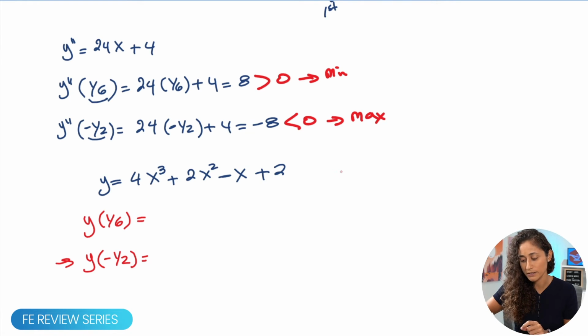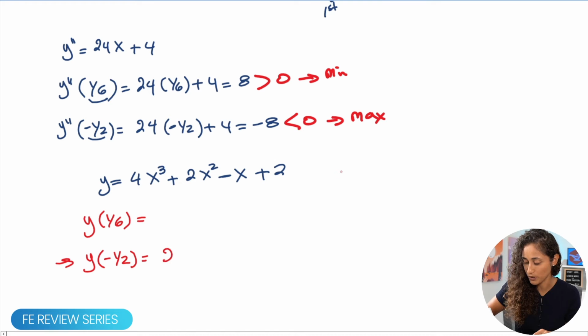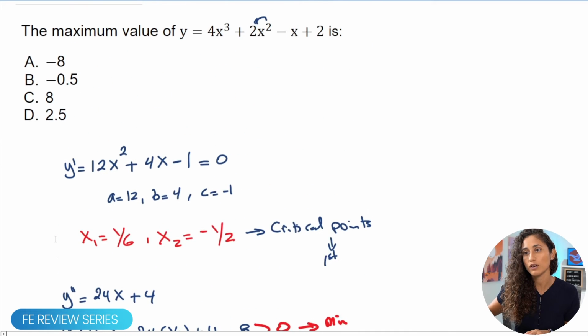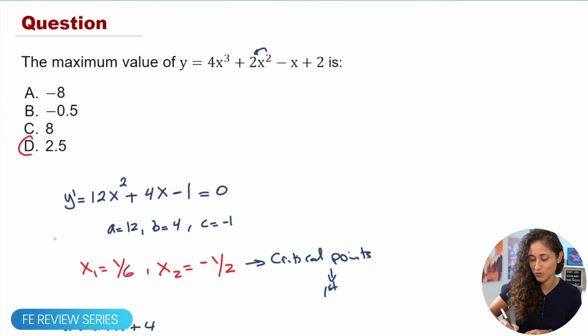So again, this is easy. You're just going to plug this in your calculator, right? You're going to do 4, and then you're going to replace the x value by 1/6, and then you're going to do the same thing with minus 1/2, okay? Now, if you do that, for the y of minus 1/2, you're going to get 2.5. And then for the minimum value, you're going to get 1.91. Now, if we take a look at the multiple choice, the answer is going to be D.